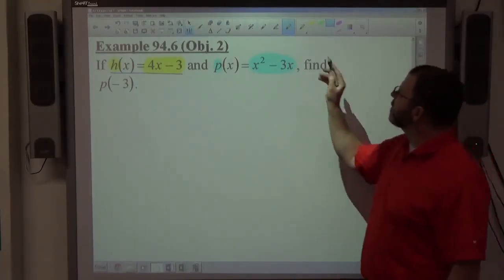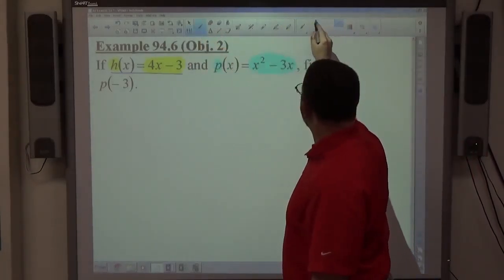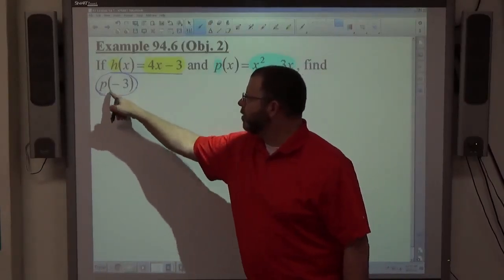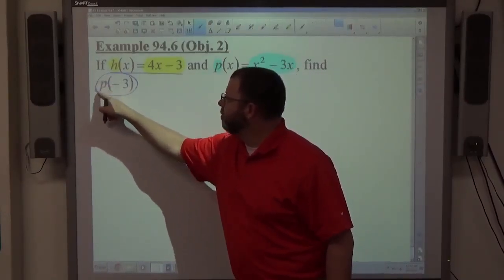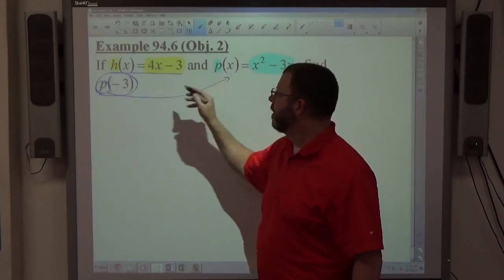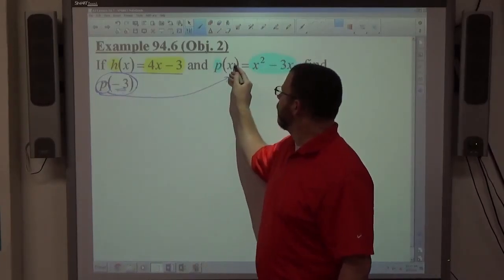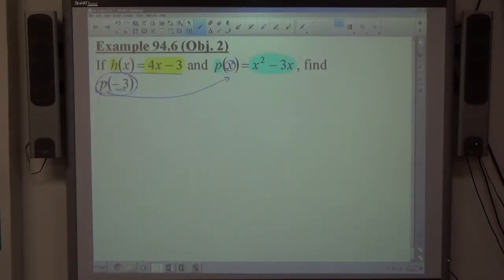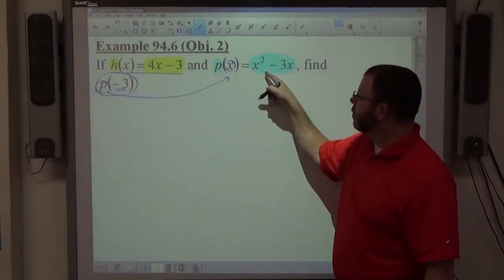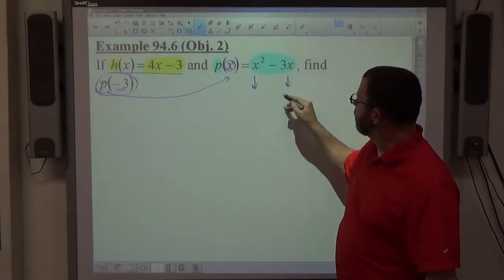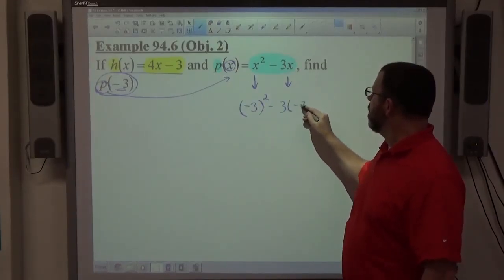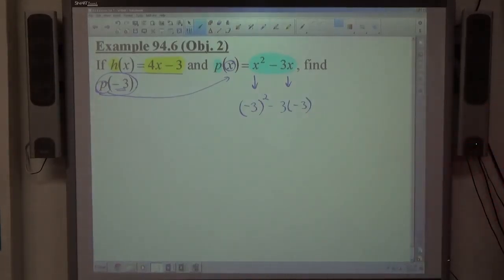In this case, they're asking me to evaluate p of negative 3. Two parts to this. P tells me which function to go to, and of negative 3 tells me what to change x into. So when I see p of negative 3, I go find function p of x. I go to the expression that p of x equals, and all the x's become negative 3's. Use good substitution technique when you do this.